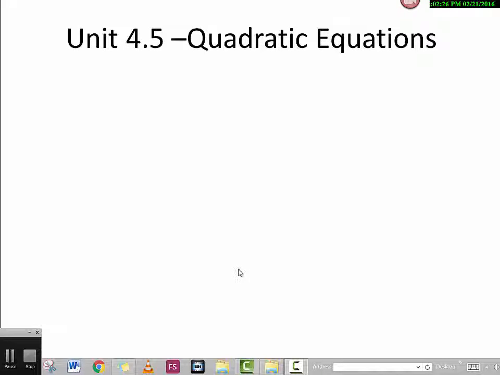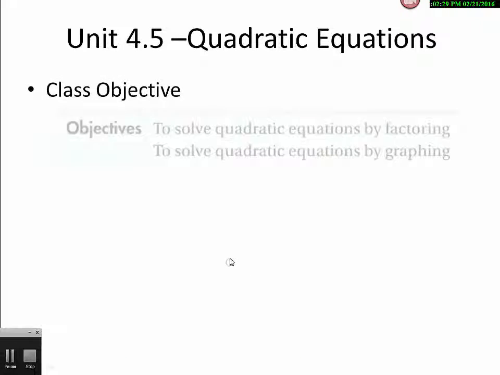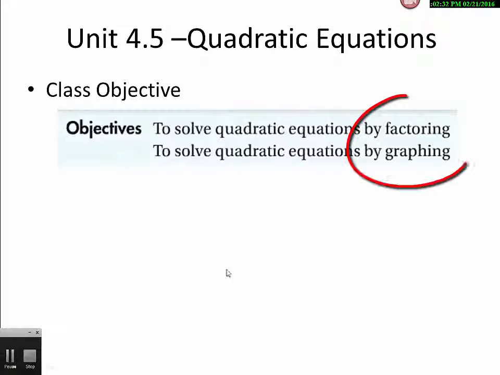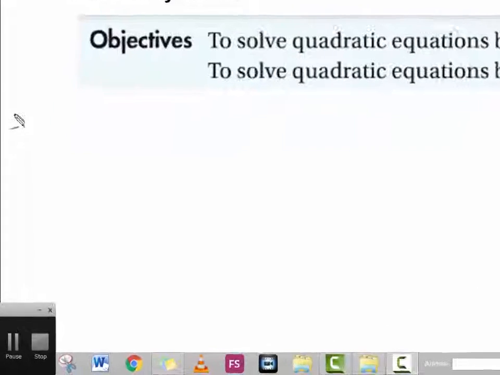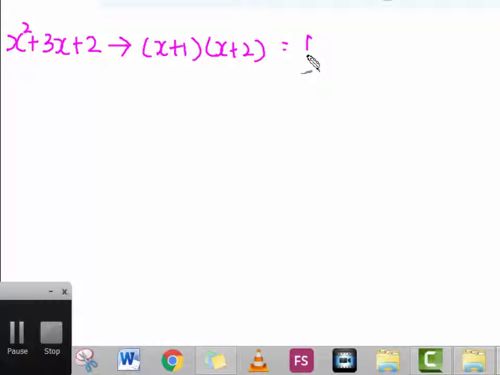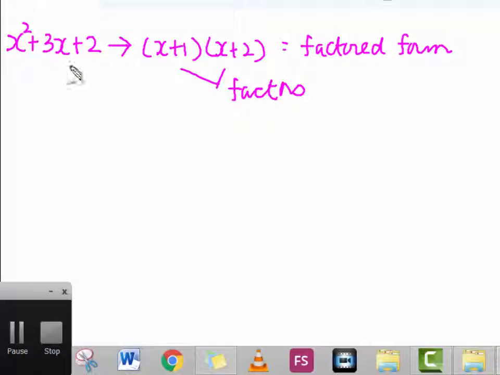Unit 4.5 Quadratic Equations. In this unit, we're going to learn how to solve quadratic equations by factoring and by graphing. In the last unit, we learned how to factor quadratic trinomial expressions such as x squared plus 3x plus 2. We then used the sum of factors strategy to change this trinomial expression to (x plus 1)(x plus 2), which is known as the factored form. These two are the factors of this trinomial expression.